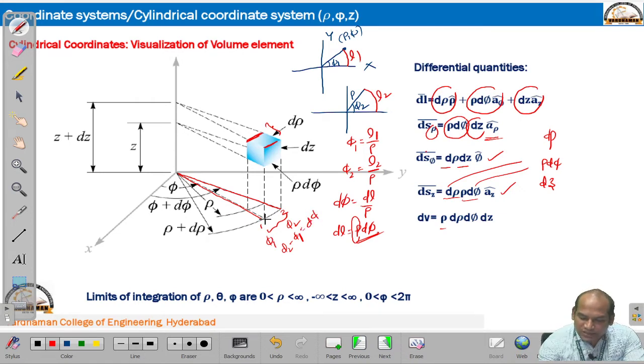So due to this particular change, this is the rho d phi. We know how that rho is coming, already I have explained. Due to the change in phi, whatever the differential length is there, that is the rho d phi. This is the rho d phi and this is d rho. Now, because of the change in height in the z direction, from here to here, this is the change we are observing, that is dz. So because of these three differential lengths d rho, rho d phi, dz, this volume has been created.